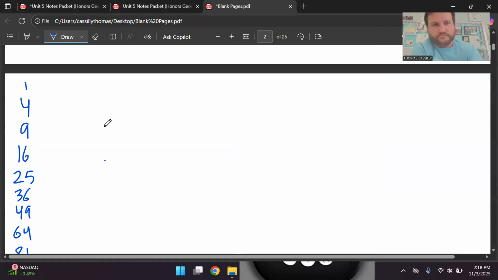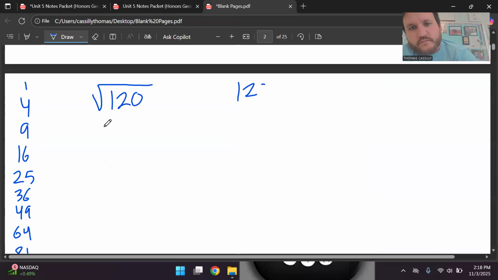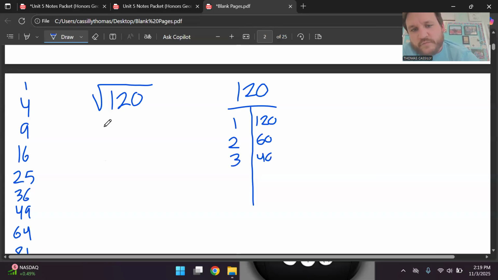So when I look at the square root of 120, what I need to do is look at factors of 120. If I look at factors of 120, two numbers that multiply to 120: 1 times 120, 2 times 60, and so on, 3 times 40, 4 times 30, 5 works. I don't know what that is off the top of my head.